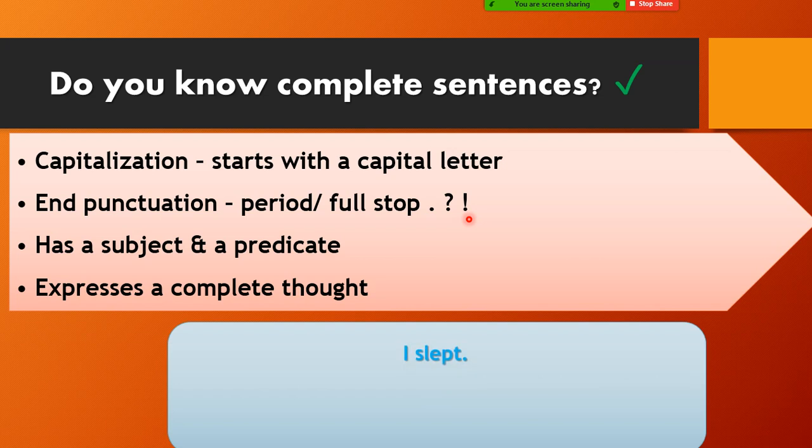Like this example: I slept. Fine. Where is the subject here? I, excellent. I here is the subject. This means this is the doer of the action. And is the I here a noun or pronoun?